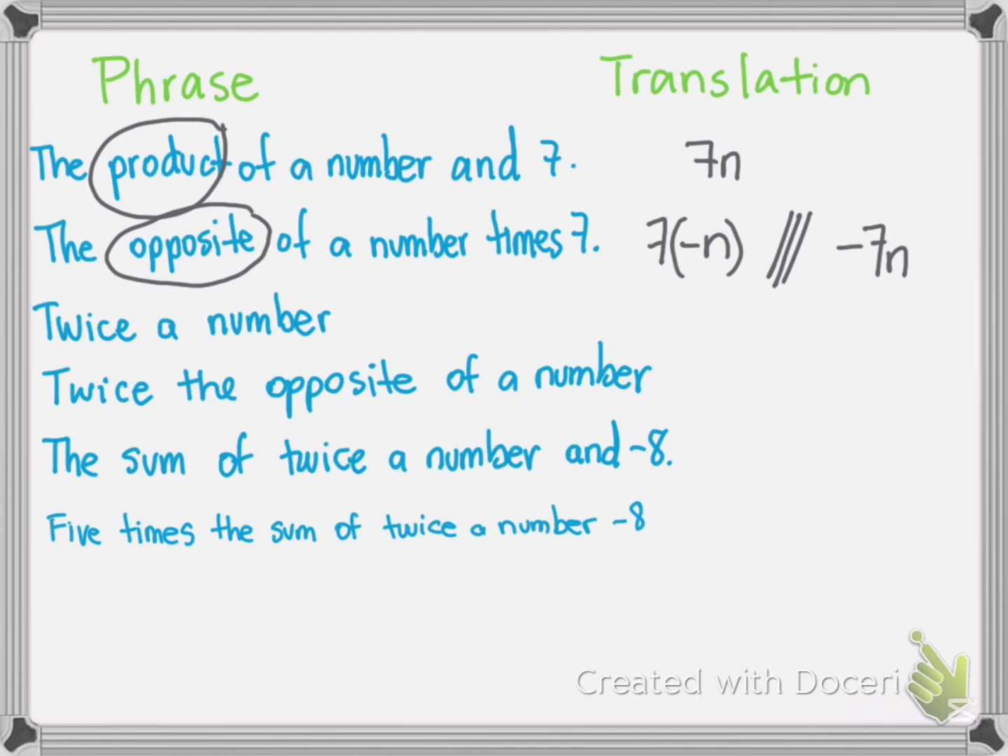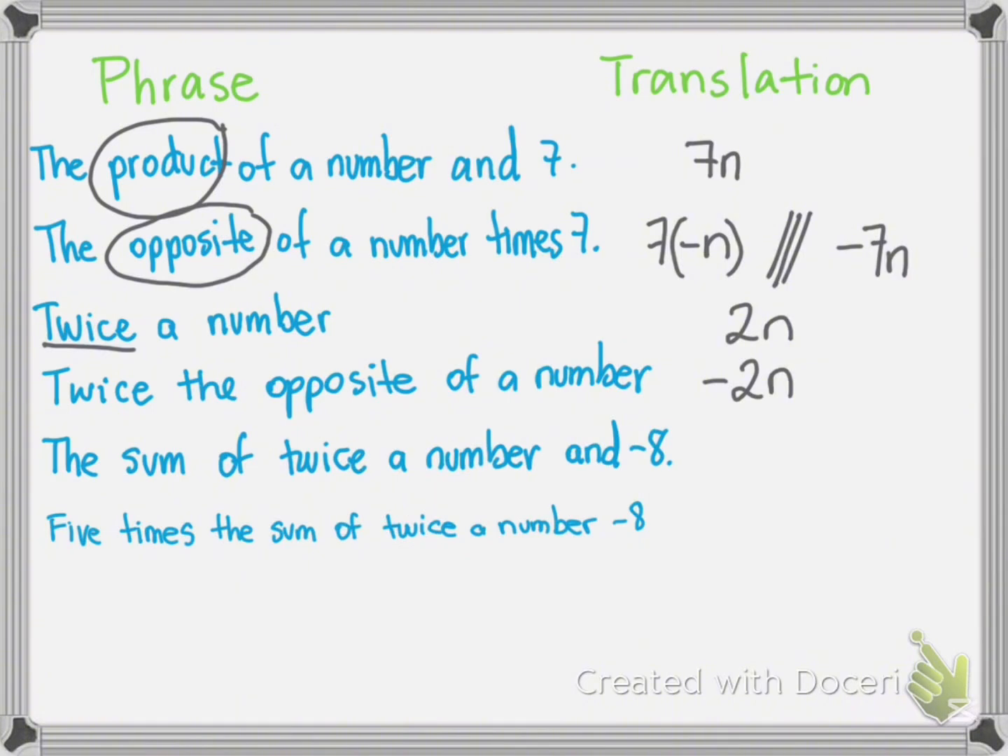The third example there is twice a number. This word twice means 2 times. So 2 times a number, twice a number. Then we have the opposite again. Notice, twice the opposite of a number. So I know I can just put a negative in front. Negative 2n.